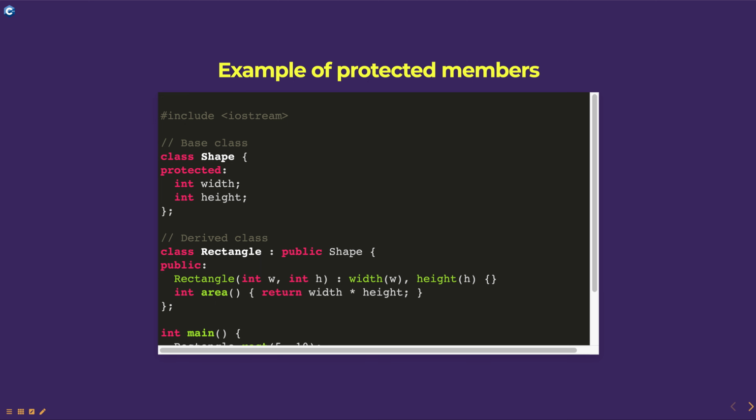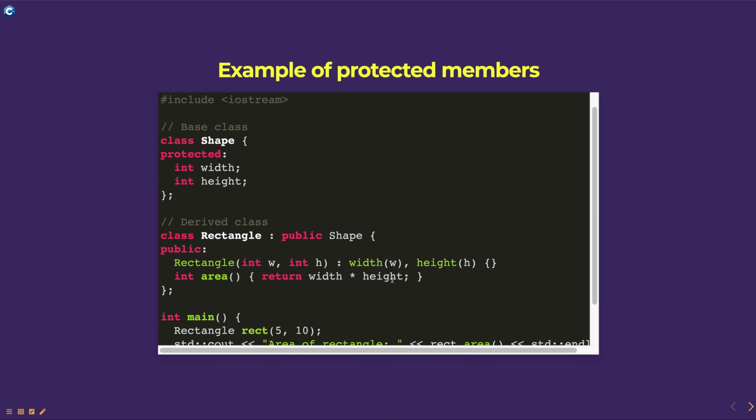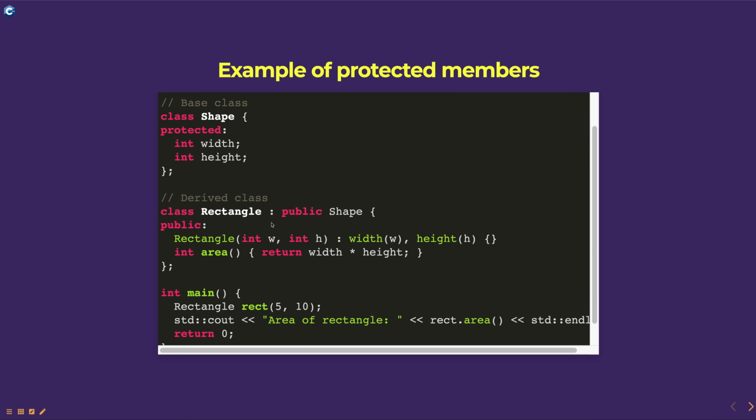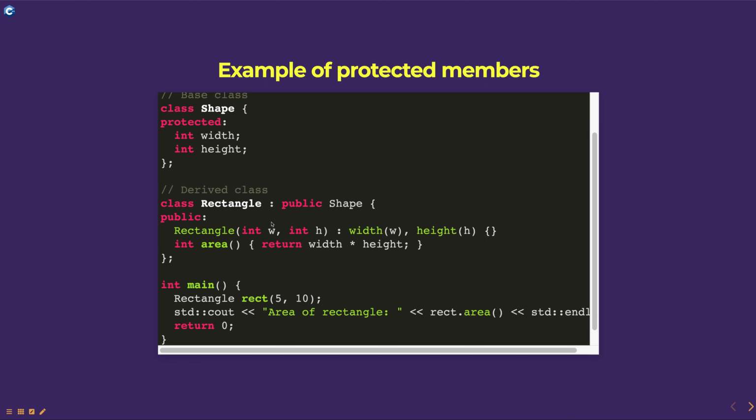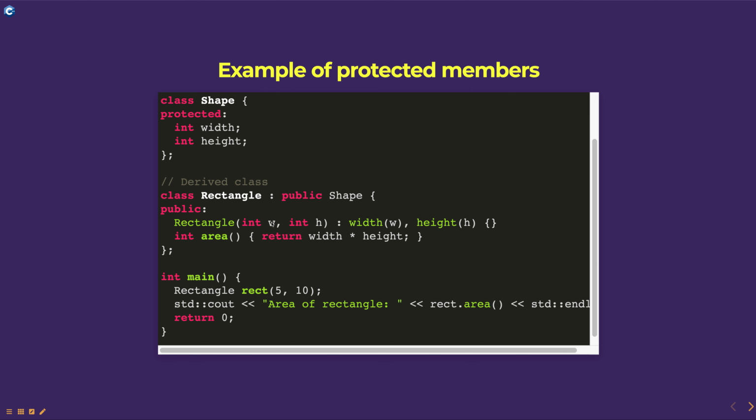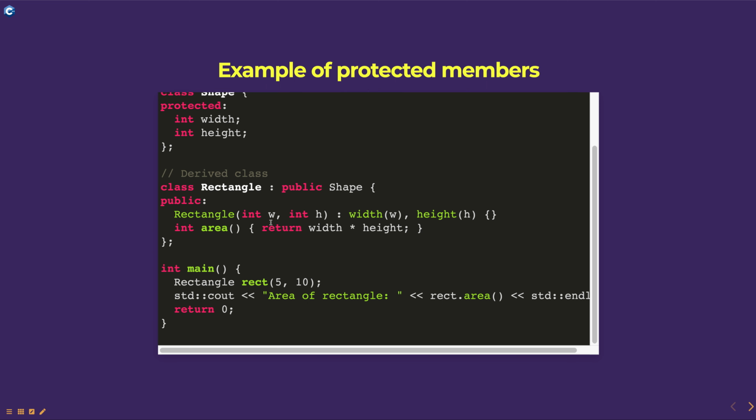Here is an example of protected members in C++. In this example, the width and height members of the shape class are declared as protected, meaning they can be accessed from the rectangle class, which inherits from the shape. The area method in the rectangle class uses the width and height members to calculate the area of the rectangle.